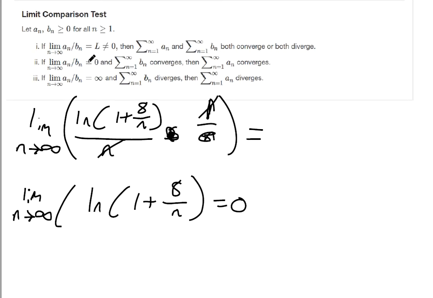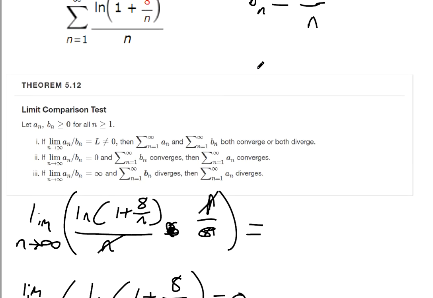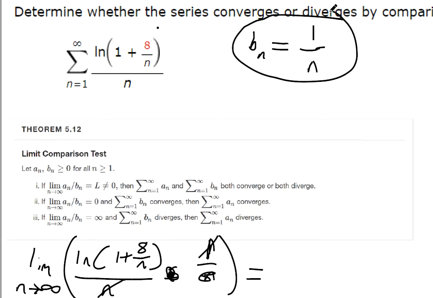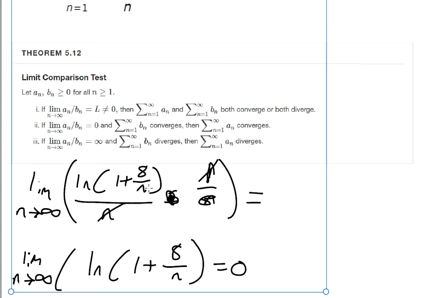Okay, so that would be the second case. If the limit as n goes to infinity of a sub n divided by b sub n equals 0, which it is in our case, and if the sum of the terms of b sub n converges, then a sub n converges. So we made a guess using something that diverges, so that doesn't hold for case 2. These two facts don't add up. We got 0, but b sub n does not converge. So that means we need to go back to the drawing board and try something else.